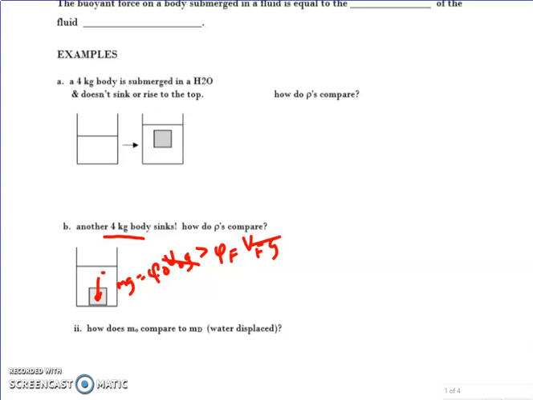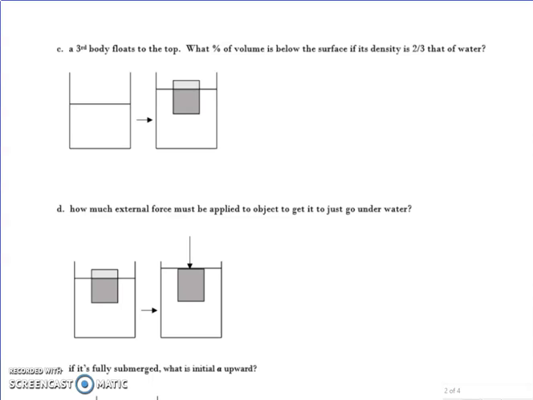So another aspect we can look at is what if we've got a body that floats to the top? In other words, we put a third body in there and its density is less than water, so it's going to float to the top, and we want to understand how much of it is underwater. So again, I just want to make sure what this diagram is showing here.